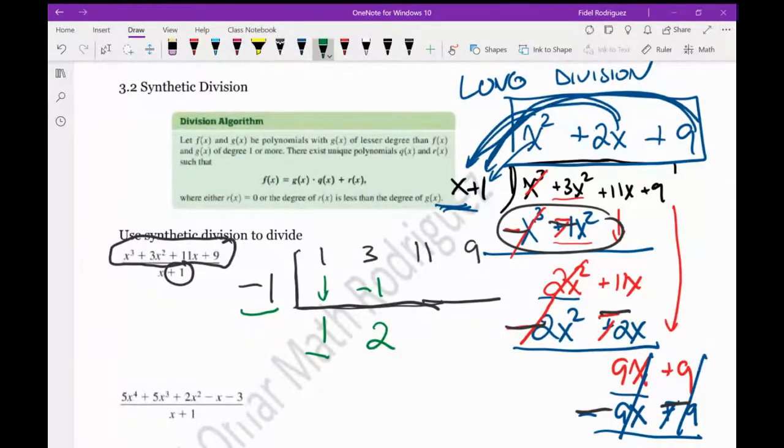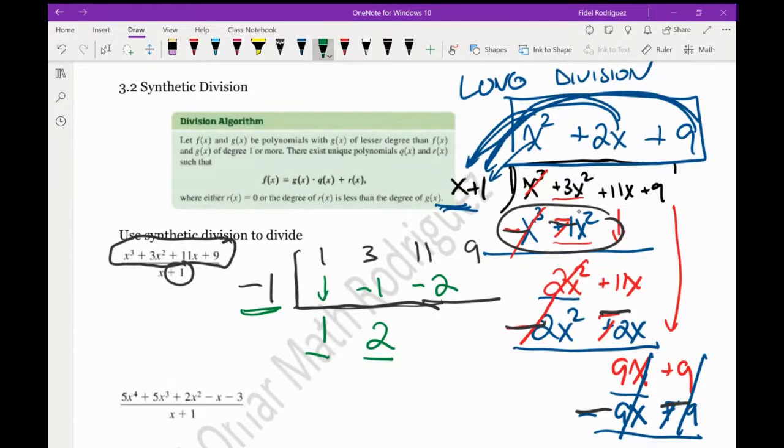2? We're really adding because it's 3 plus a -1, but I know there's a minus there, okay? We're going to do the same thing again. We're going to multiply. -1 times 2. What's -1 times 2? -2. And we're going to add again.